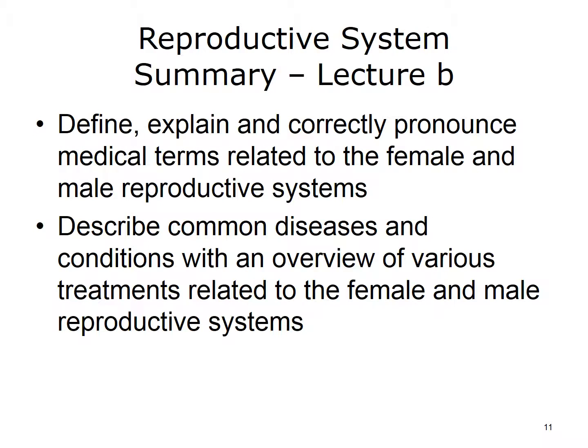This concludes reproductive system. In summary, we defined, explained, and correctly pronounced medical terms related to the female and male reproductive systems. We described common diseases and conditions with an overview of various treatments related to the female and male reproductive systems.